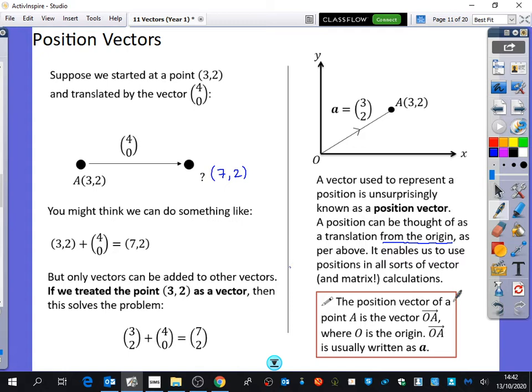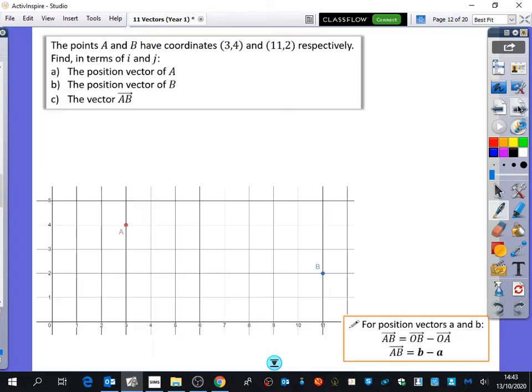So the position vector of a point A is the vector OA, where O is the origin. OA is usually just written as A. So if I'm saying the position vector of A, I'm actually saying start off at the origin of a graph, of a Cartesian plane, and follow that pattern of 3, 2, or whatever that instruction is, until you get to a particular point, and that will be the coordinate A. Okay? So let's have a look.